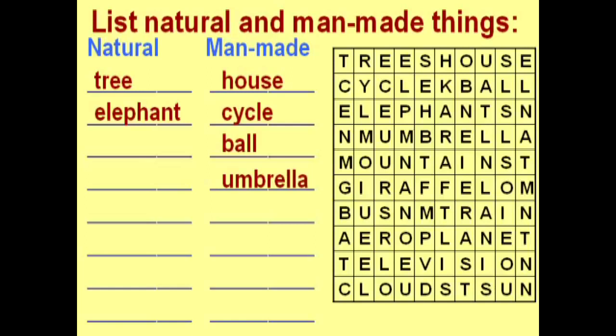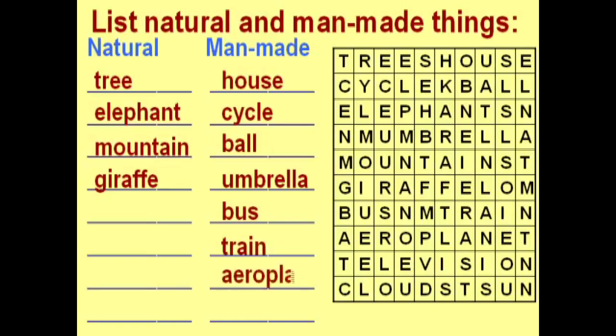Here natural is elephant. Man-made thing is umbrella. Natural thing is mountain. Natural is giraffe. Man-made thing is bus, train, aeroplane, and so on. That we will find out from the crossword.